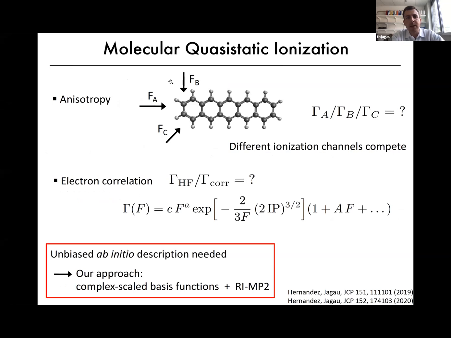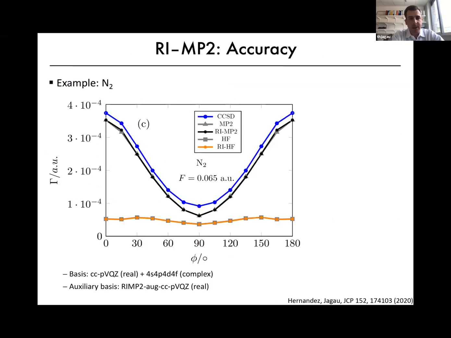And I just want to come back to those questions I raised in the beginning and show you how our method works. So how do we describe such systems, the anisotropy and electron correlation effects in particular? As I said, our approach is here this RI-MP2 scheme coupled with complex scaled basis functions. And let's look first at a very simple example to establish the accuracy. So here we look at the nitrogen molecule and its ionization at a pretty low field strength as a function of the angle of the external field. So 0 is parallel to the molecular axis, 90 is perpendicular.